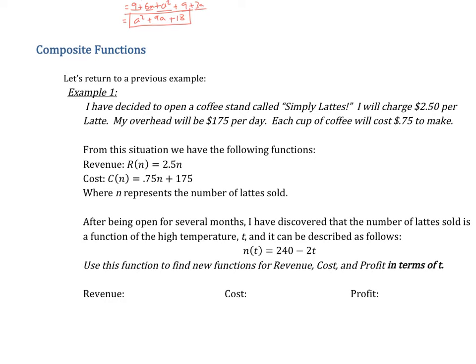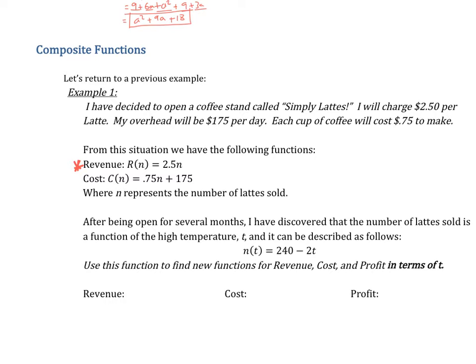So from this situation, we got these equations here. We know that our revenue, how much money we bring in, well, that depends on the cups of coffee. So I got 2.5 times n, because I'm selling them $2.50 a piece, okay? And then the cost, well, the cost is $175 straight up, and then I got to add in 75 cents for every cup of coffee, every latte that I sell here, all right? So n is the number of lattes that we're going to sell.